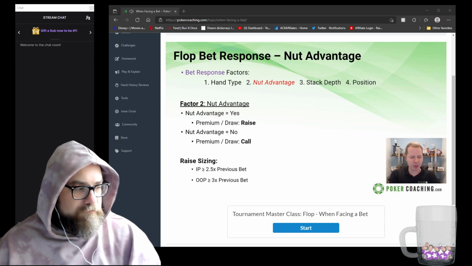When we are raising, by the way, when we are in position, which is not the current case, we're going to be raising to about 2.5 times our opponent's bet, and when we're out of position, you're usually going to be raising to about 3 times your opponent's bet. That said, as your opponent bets bigger, you can typically size it down a little bit, and as your opponent bets smaller, you should typically size it up a little bit.